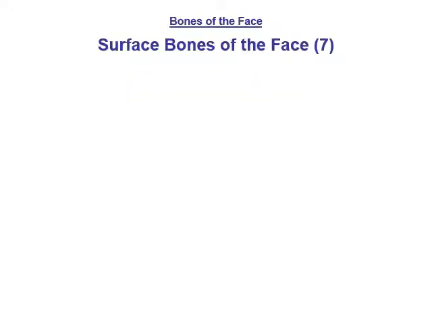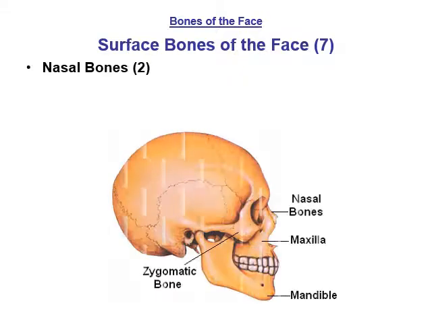Hi everybody. In this video, we're going to start looking at the bones of the face. So there are 7 surface bones of the face. They include 2 nasal bones. The nasal bones are right there. That's not technically the completeness of the bridge of your nose. Kind of makes up the root and the superior bridge of your nose. The rest is cartilage.